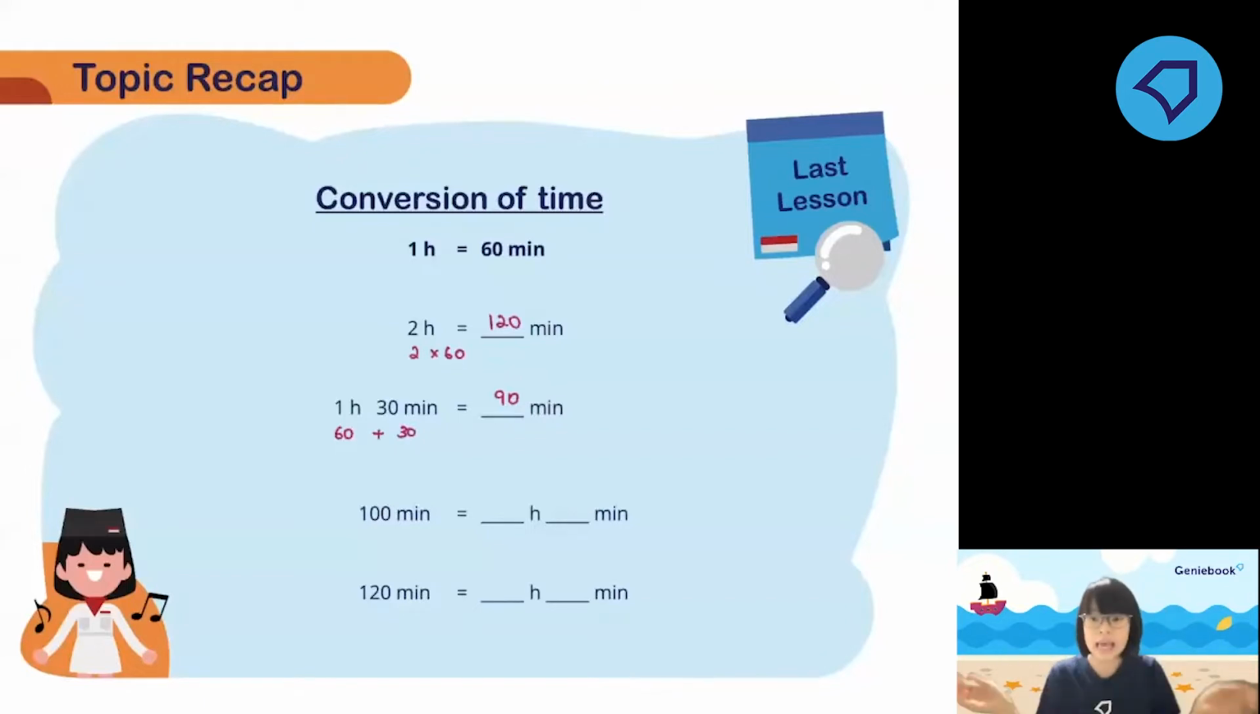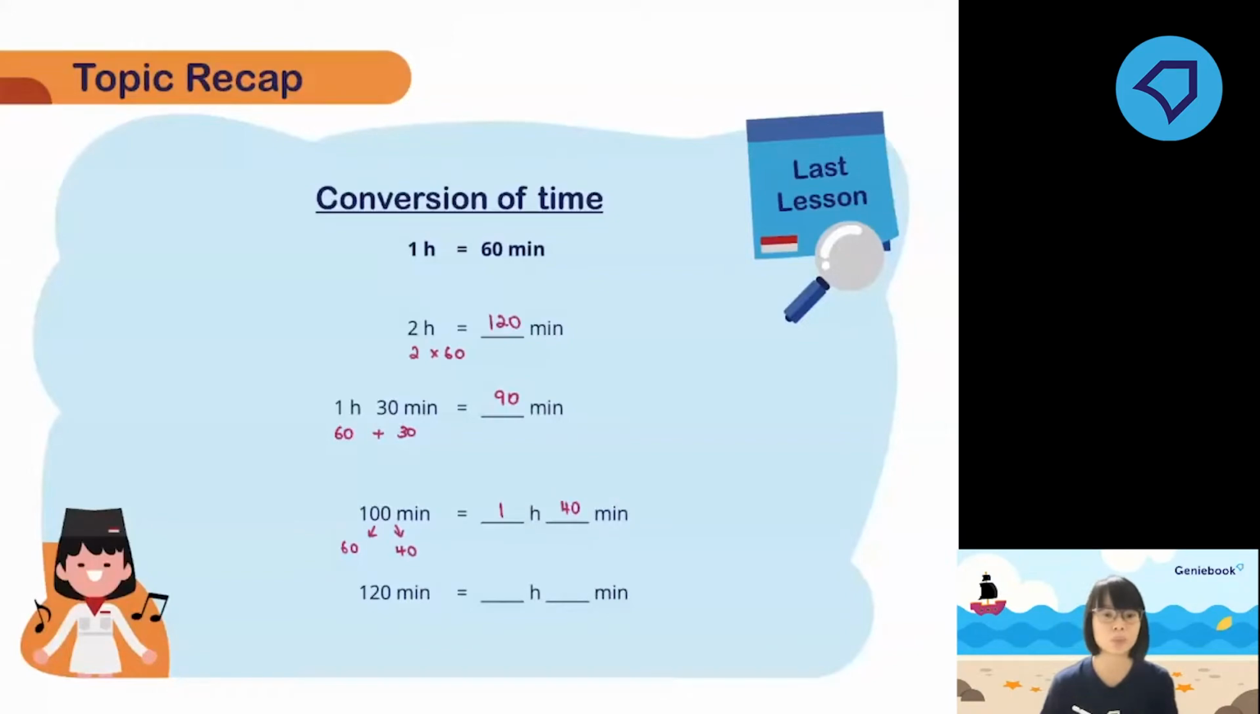Now we're going to do the other way. We're going to convert minutes to hours and minutes. So in 100 minutes, how many hours and how many minutes do I have? 1 hour, 40 minutes. Excellent job. 1 hour and 40 minutes. Over here, we're going to take out 60 minutes, which is the same as 60 plus 40.